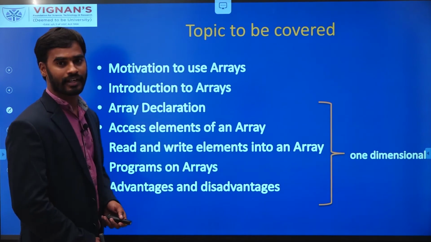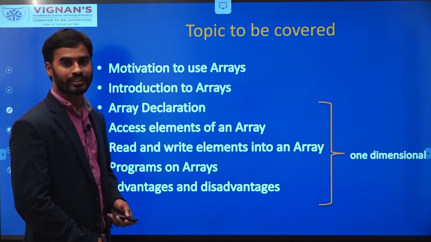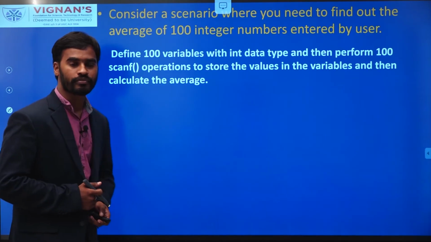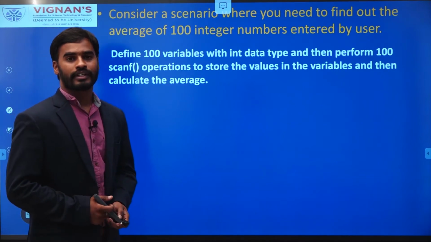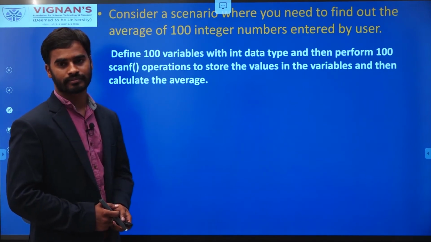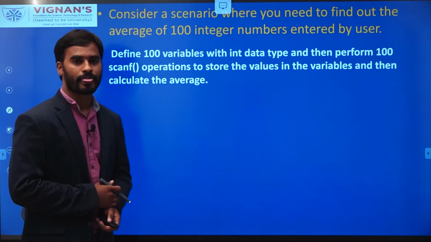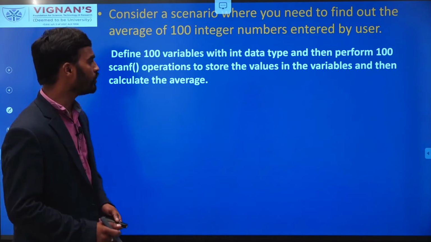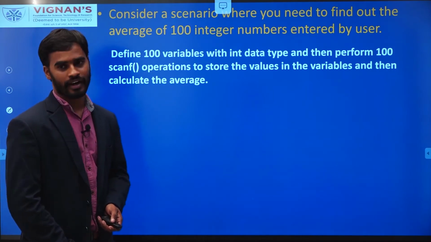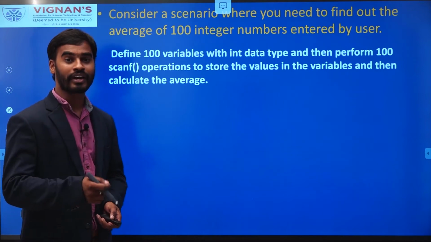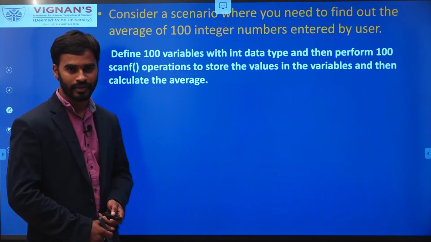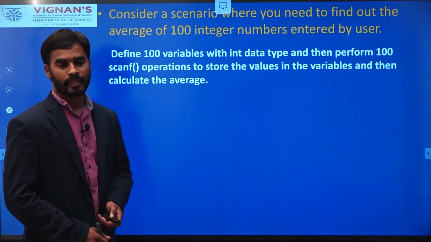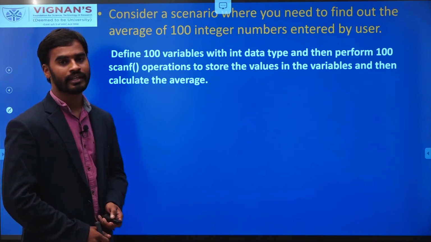First, let's start with a scenario that motivates us to use arrays. Let's consider a scenario where you need to find the average of 100 numbers, let's say 100 integers. Generally, you will allocate memory for 100 variables, then write 100 statements to read those 100 variables, then write 100 statements to add them, and then find the average, and then print the result.